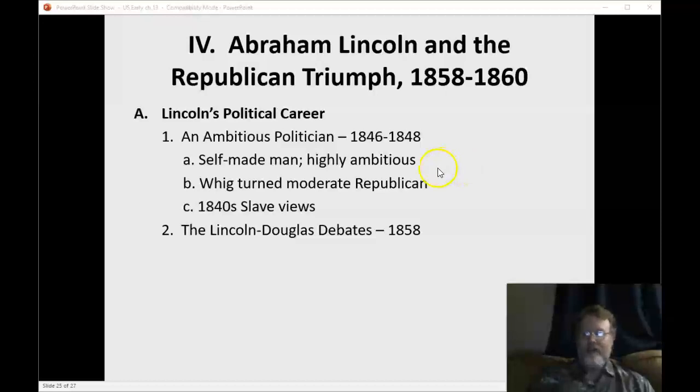In 1858, we have the very famous Lincoln-Douglas debates. This is about running for a Senate seat, I believe, in Illinois. He becomes the leader of the Republican Party in Illinois. He runs against Stephen Douglas, famous for the Compromise of 1850, really getting that done, for the Senate seat. This is where he gives his very famous House Divided speech, where he talks about how slavery divides America.